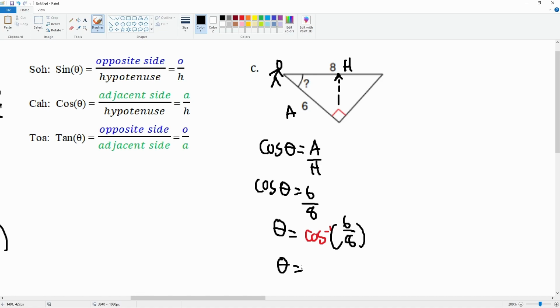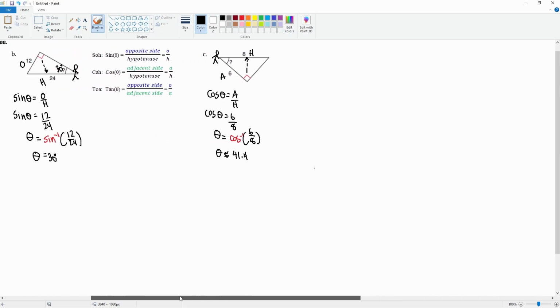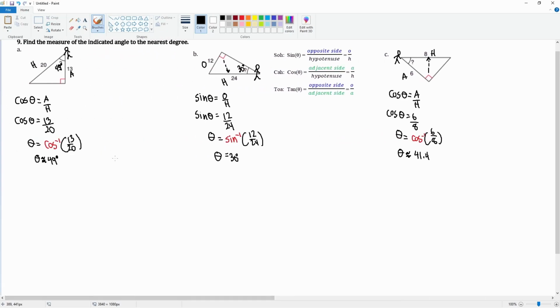So that is cosine inverse of 6 over 8, and that gets us approximately 41.4 degrees, okay? And there you go. That is how you find the angle. You have to use the trig inverses to get the angle.